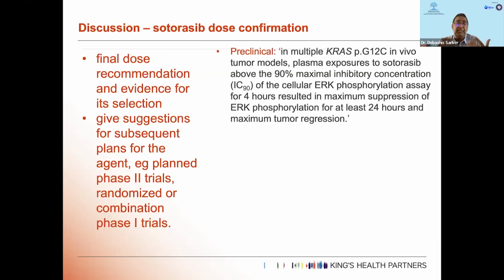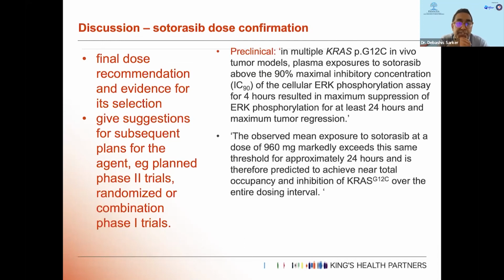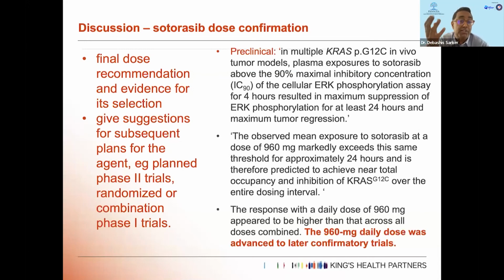In the discussion, they talk a little about what I mentioned before, using the pharmacodynamic cutoff in the preclinical tumor models, and say that the observed mean exposure to sotorasib at a dose of 960 markedly exceeds the same threshold for approximately 24 hours, and this is therefore predicted to achieve near total occupancy and inhibition of KRAS G12C over the entire dosing interval. On that basis, they have in part justified the decision to proceed with 960 milligrams and to use that for later confirmatory trials.